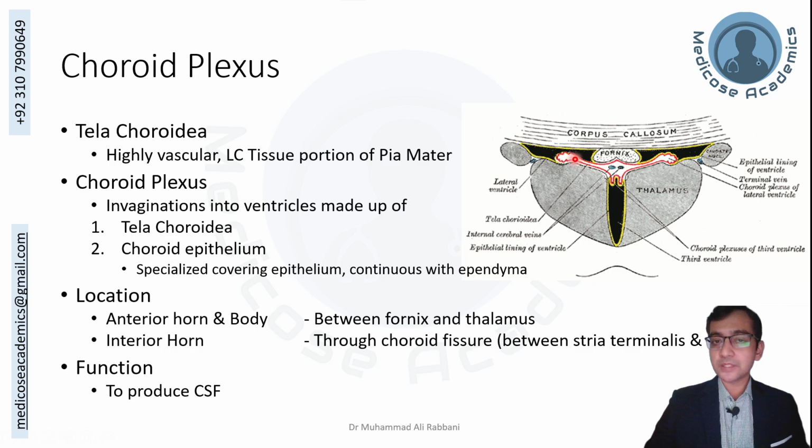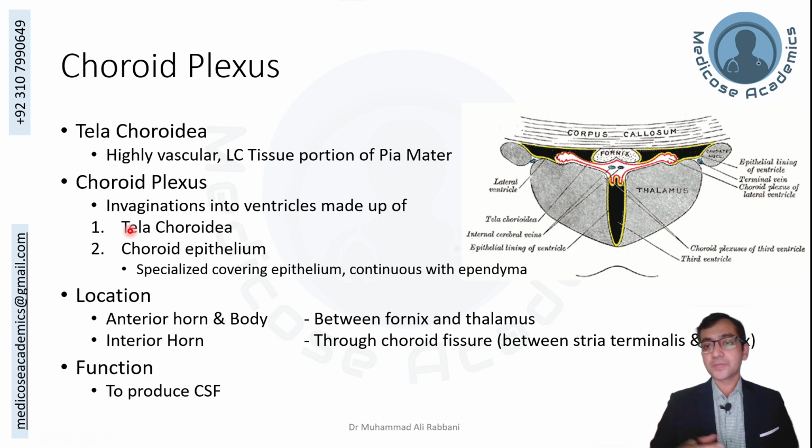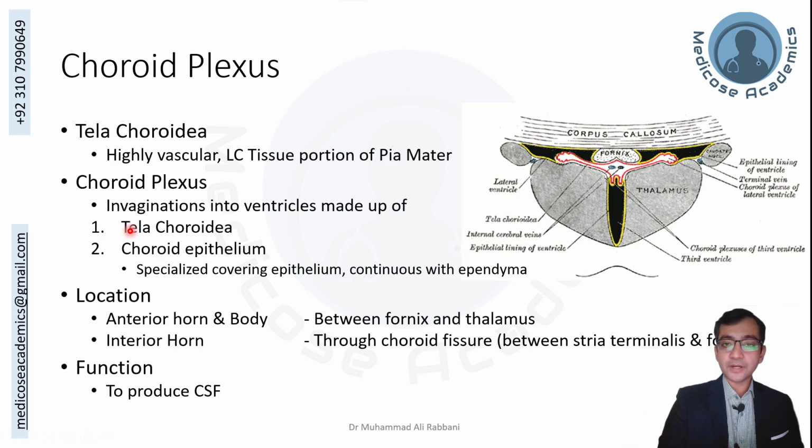And by the way, you will be seeing two terms very commonly together: the choroid plexus and tela choroidea. So what does it mean? Let us talk about the tela choroidea first. The tela choroidea is a highly vascularized connective tissue. Actually, it is a vascularized portion of the pia mater that has encroached into the ventricles. That is the tela choroidea. As it encroaches on the ventricle, it is covered by the ependyma of the ventricle.